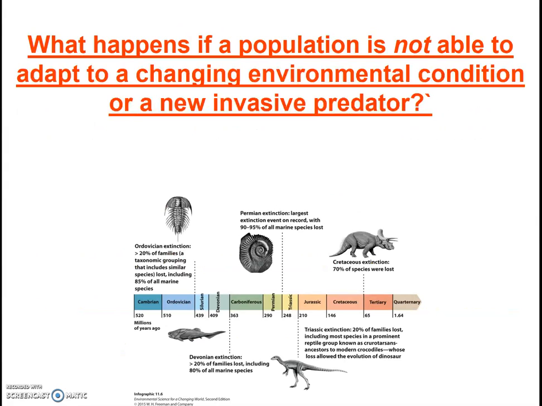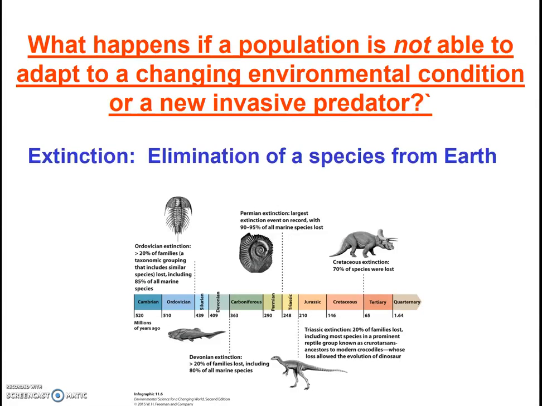But what happens if a population is not able to adapt to a changing environmental condition or a new invasive predator? Simply, the answer is they do not survive. The population will go extinct.